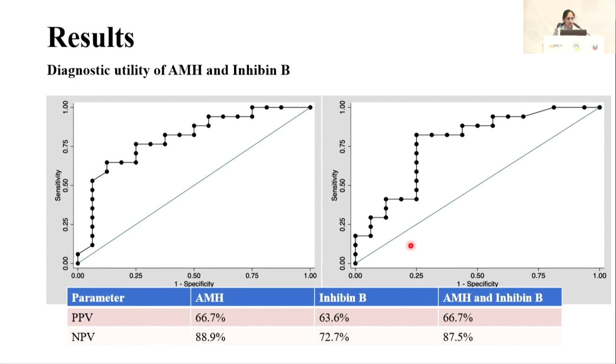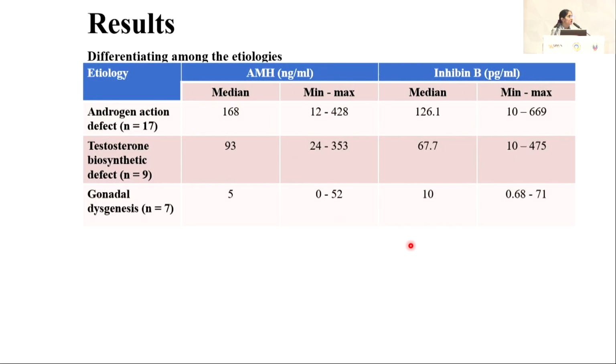So the positive predictive value for AMH and inhibin B both were around 65%, and combined was also around 67%. But the negative predictive values of AMH was 89%, inhibin was 73%, and combined negative predictive value was around 88%. And also we observed that in patients, low levels of both AMH and inhibin B could predict an absent testosterone response in 86% of the patients.